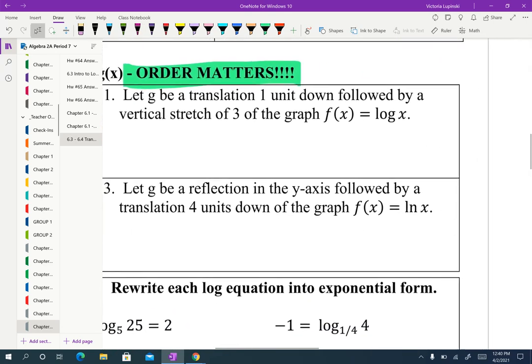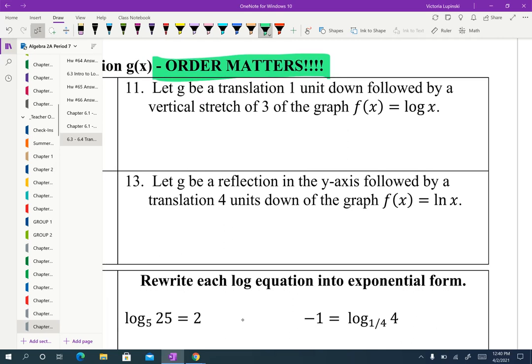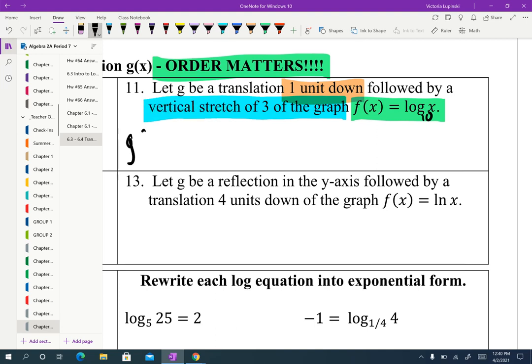Let's go ahead and take a look at number 11. So now this is a log. Again, you're starting off with a log. Notice that because there is no base of that log, you assume it to be base 10. You don't have to write it, but it's good just to know that it's there. You are going to go 1 unit down, followed by a vertical stretch of 3. And again, order matters here. So the first thing you're going to do is take your f and rewrite it as a g. You're going to take that log and go 1 unit down.